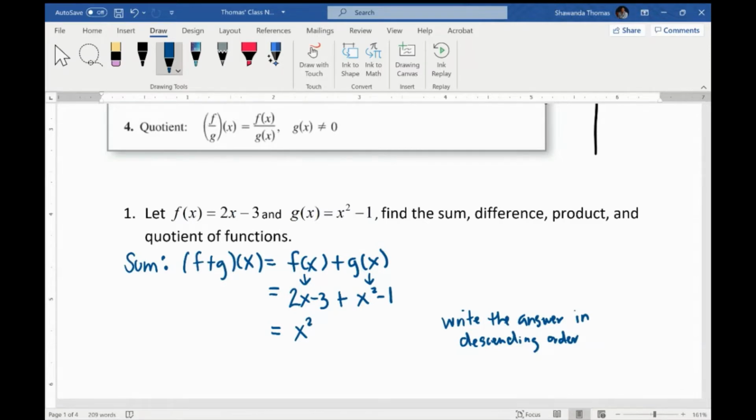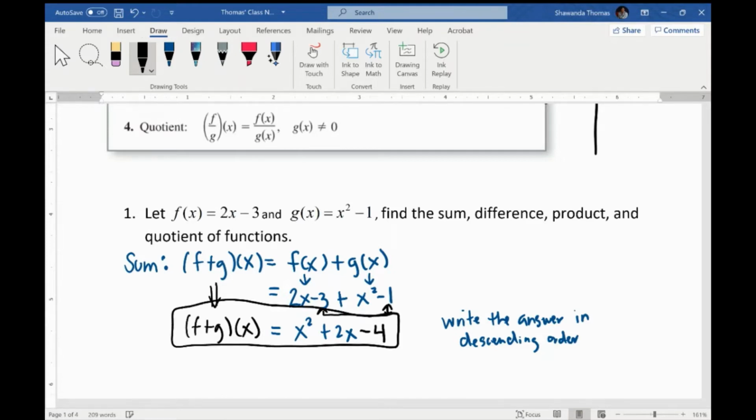Next, plus 2x and minus 4. All right. So we are done with the sum. Therefore, f plus g of x is just equal to x squared plus 2x minus 4. Any questions? We're just adding two functions together. That's all we did. Let's go to difference.